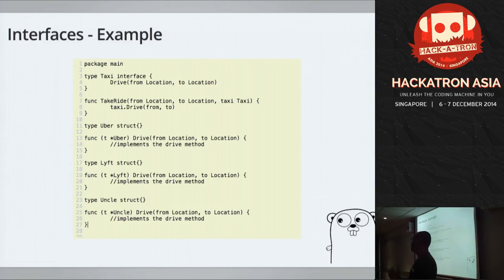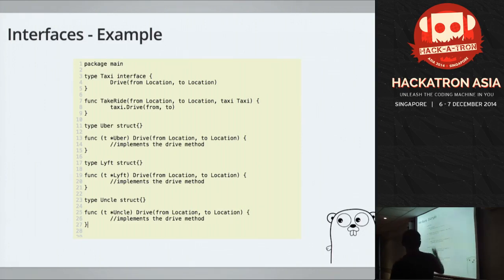Interfaces are like that. You define what you want to do as a function, and any object that implements this function can be used here. So you want to take a drive. For example, if Uber implements drive, it can be used in your taxi ride. Or if Lyft implements this, you can use that. Or even if your uncle implements drive, it's possible to use that as well. As long as this object implements the drive method, it's fine. It can be used as your object in this case of take ride.